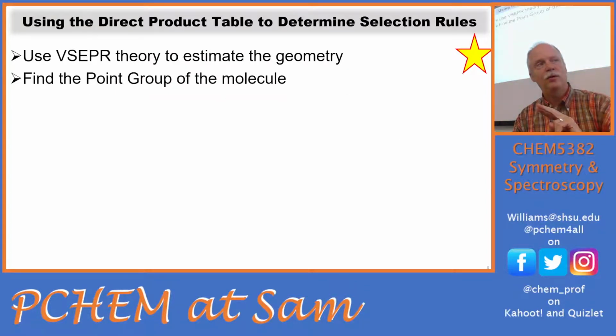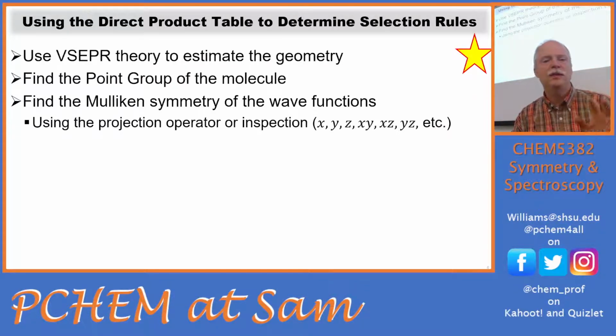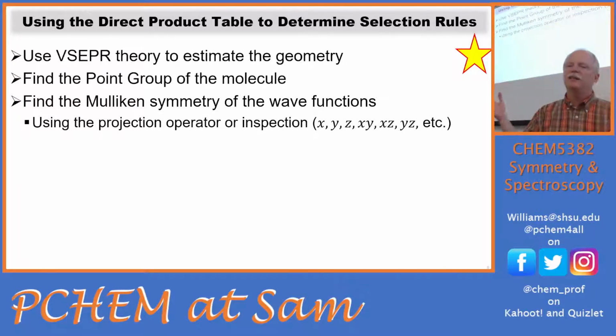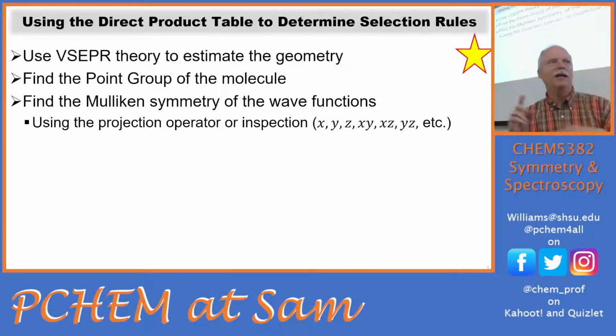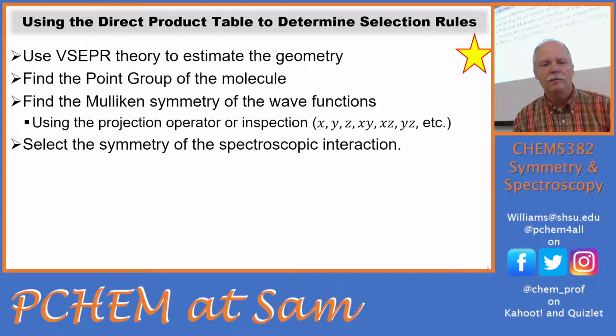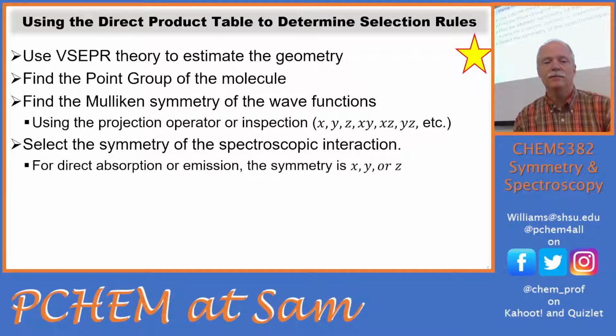Then we find the point group. Then we use the Mulliken symmetry of the wave functions, like the projection operator or inspection, to determine the symmetry of that wave function. We could compare it to the x-axis or the y-axis. If it's that pattern of x plus minus, then we have x times z or x times y. And then we select the symmetry of the spectroscopic interaction.